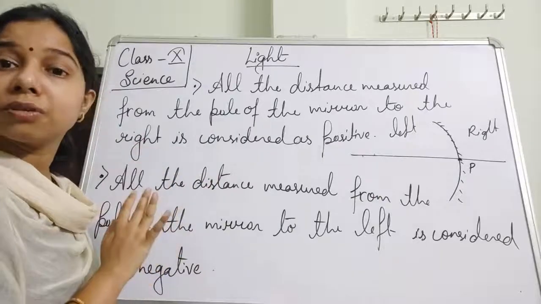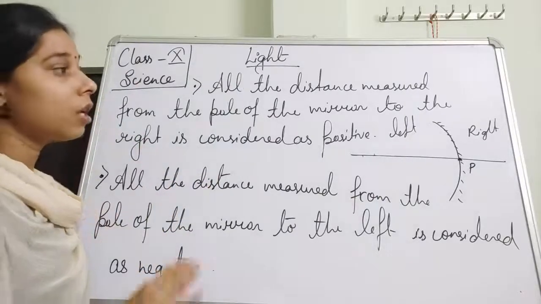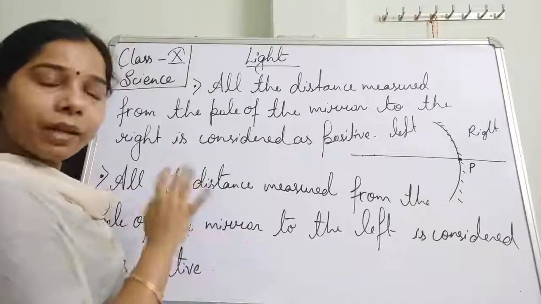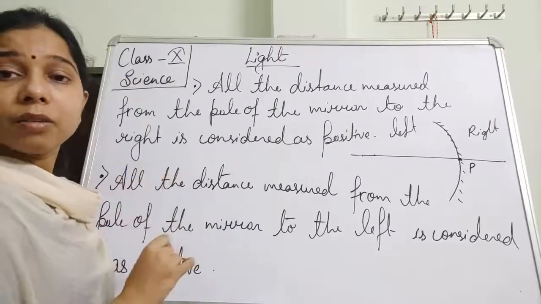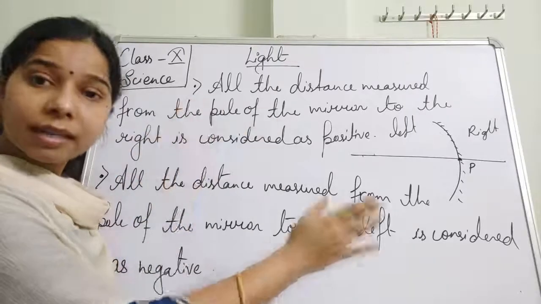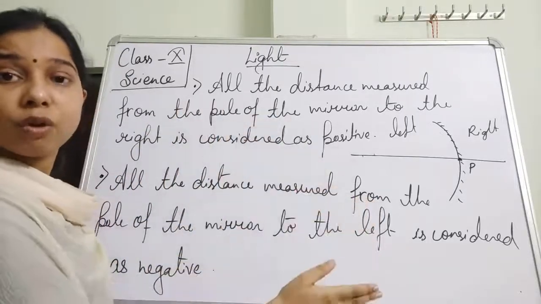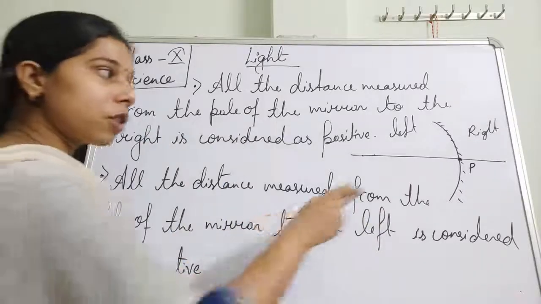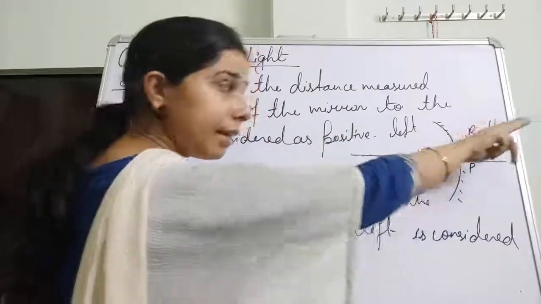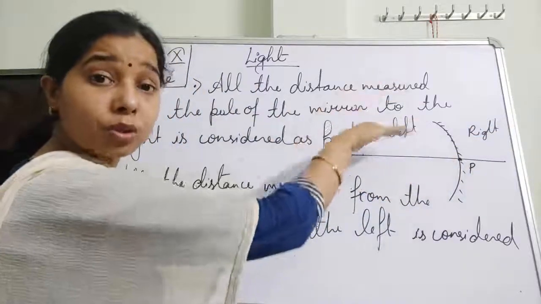This sign convention is really very important to understand, students. In simple terms, when we saw the sign convention, we said that the light ray which is moving in the direction of the incident light is taken as positive. So it is going towards the right side, right? From left to right, so it is going to the right side.